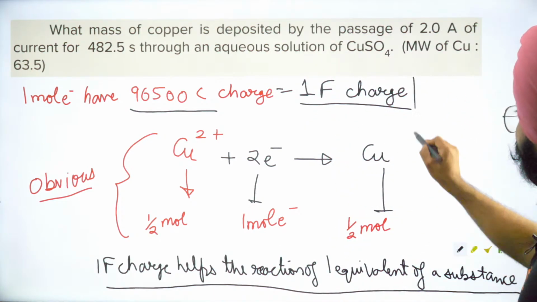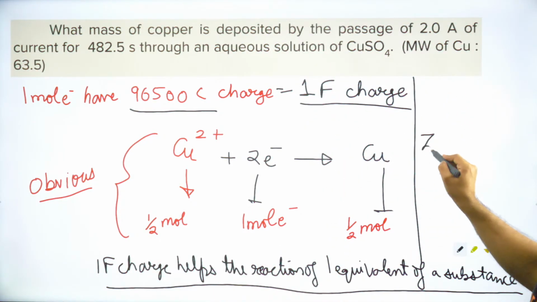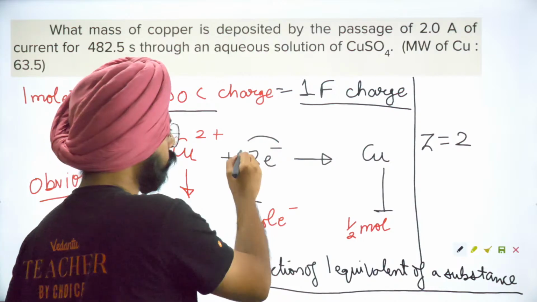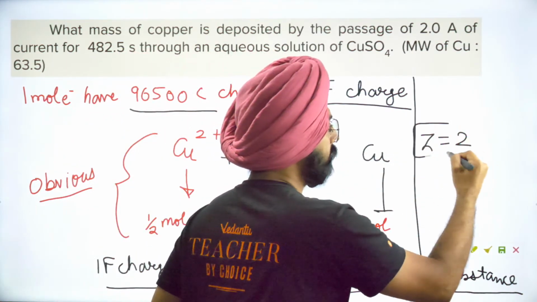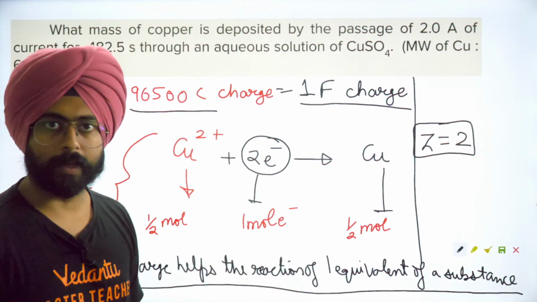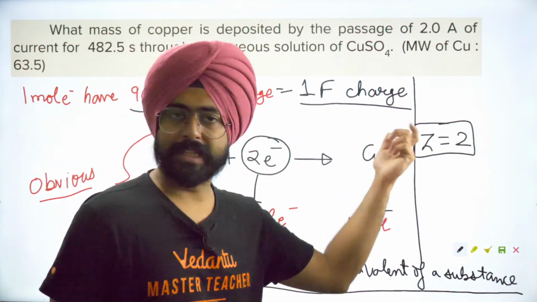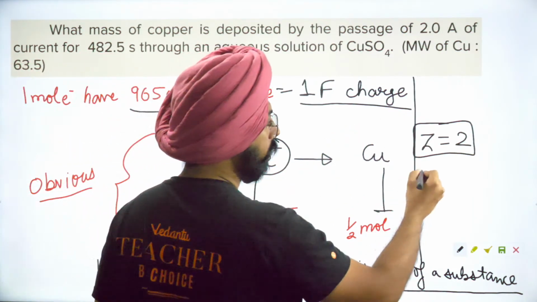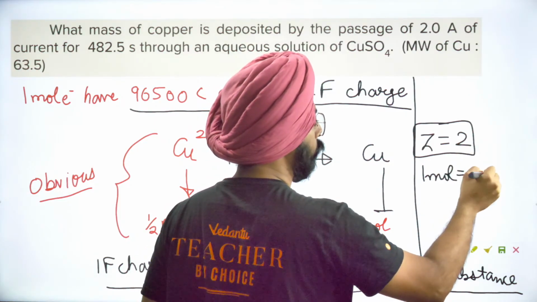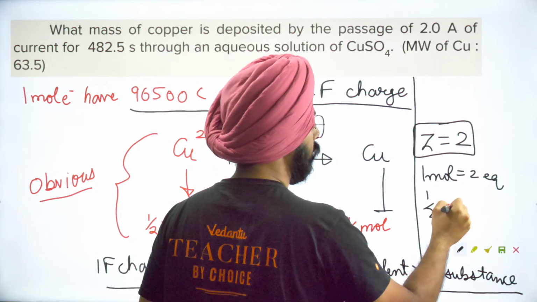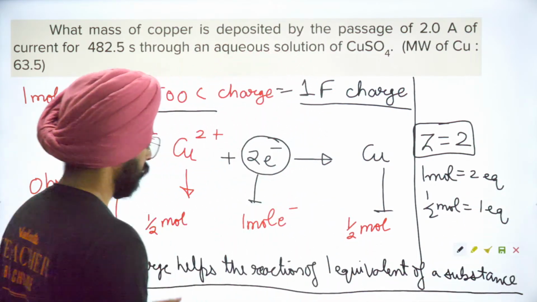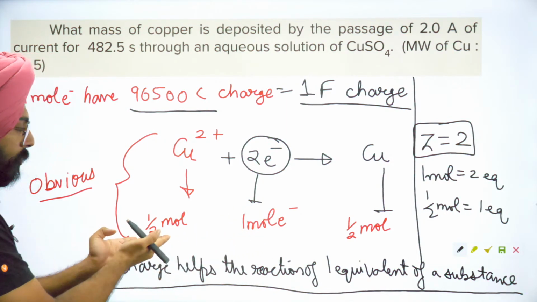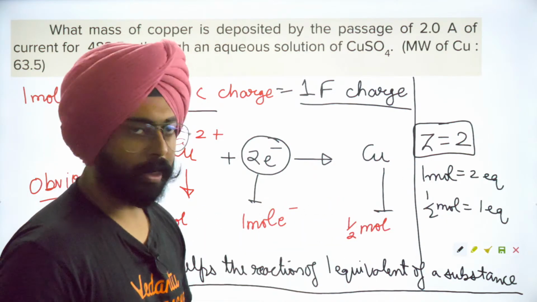Now, what is the valency factor of copper in this case? Valency factor of copper is equal to 2, isn't it? For any redox reaction, the number of electrons involved in that reaction is the valency factor. Valency factor is equal to 2. So 1 mole is equal to 2 equivalents. So half a mole is equal to 1 equivalent. 1 Faraday is helping the reaction of half a mole of the substance, that is 1 equivalent of substance.